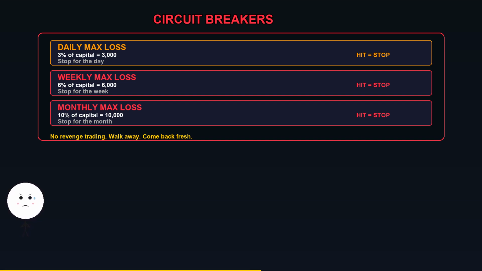Circuit breaker. These are non-negotiable. Daily maximum loss is 3% of capital. That is 3,000 rupees. If Rahul loses 3,000 in one day, he stops trading for the rest of the day. No revenge trading. Weekly maximum loss is 6%. 6,000 rupees. Hit that and the week is over. Monthly maximum loss is 10%. 10,000 rupees. Hit any of these limits, stop trading for that period. Walk away. Come back fresh.